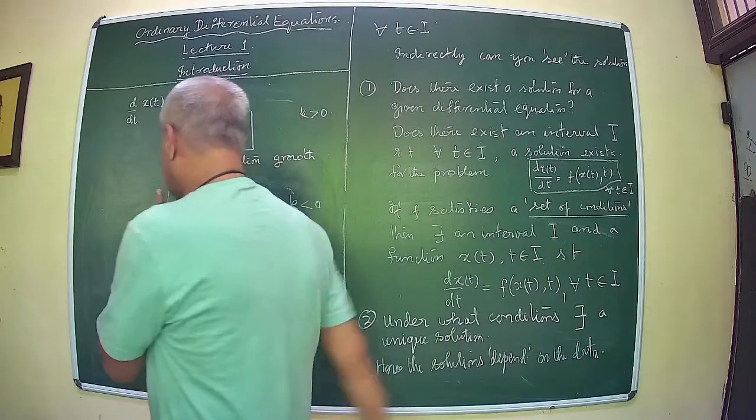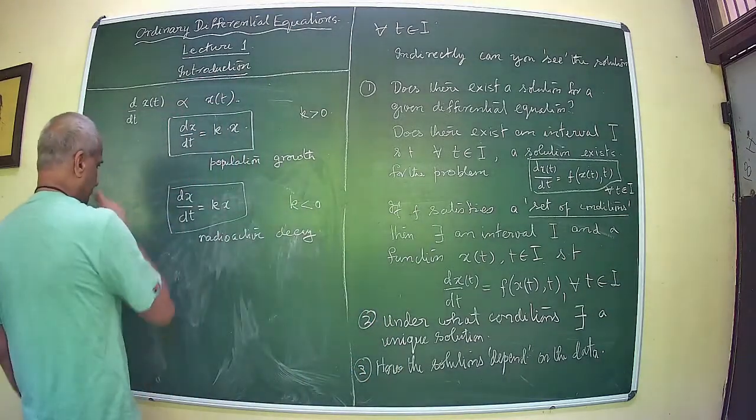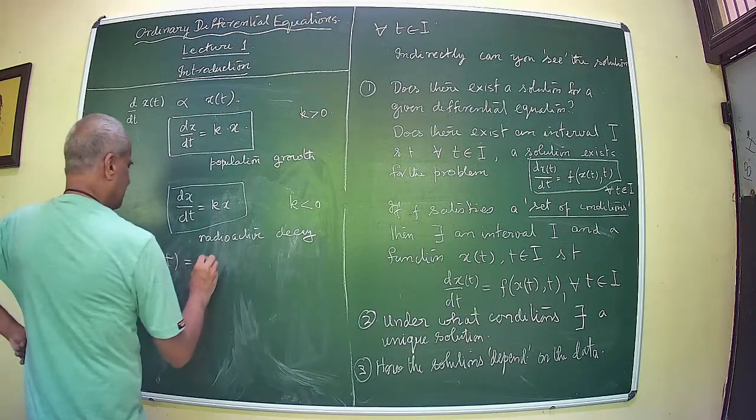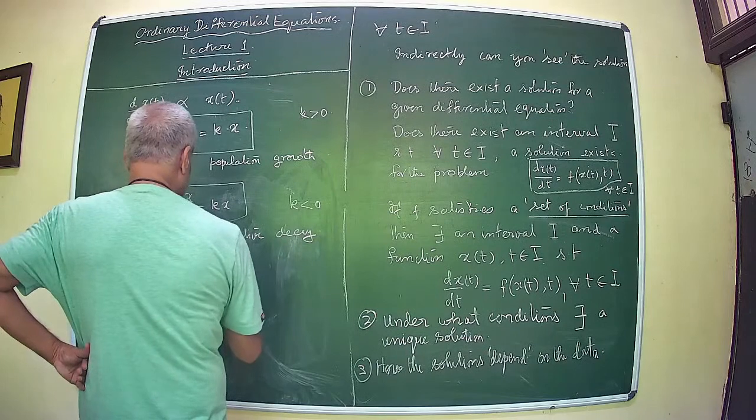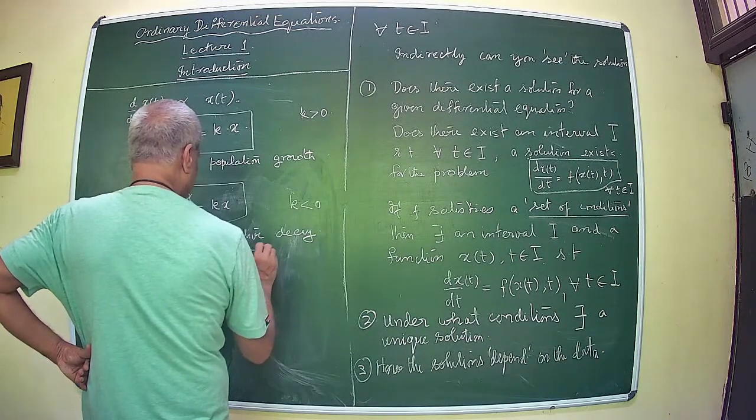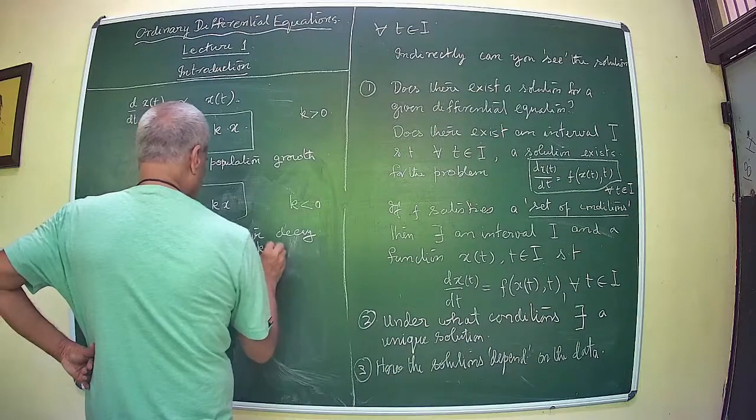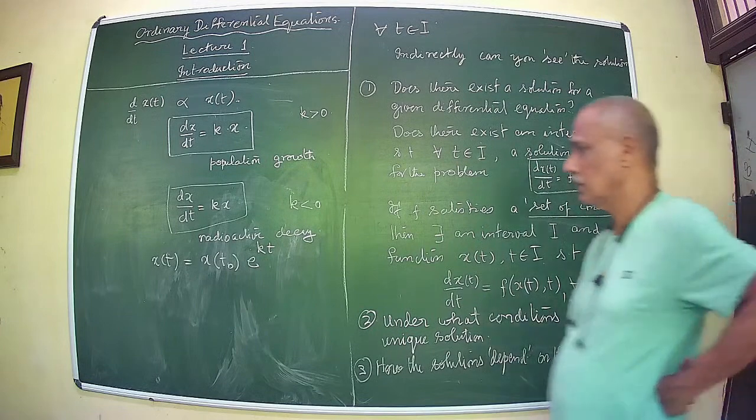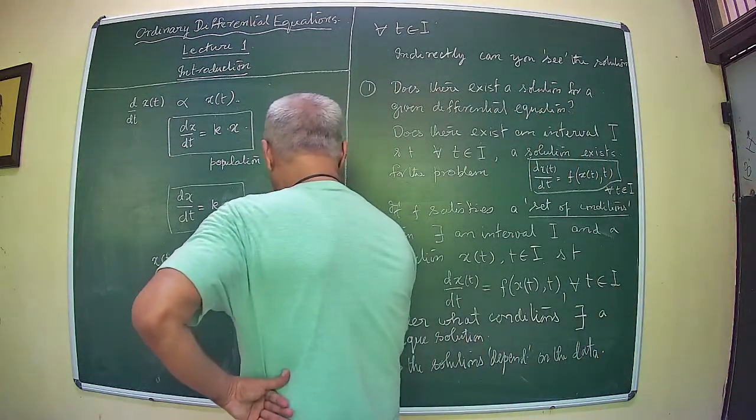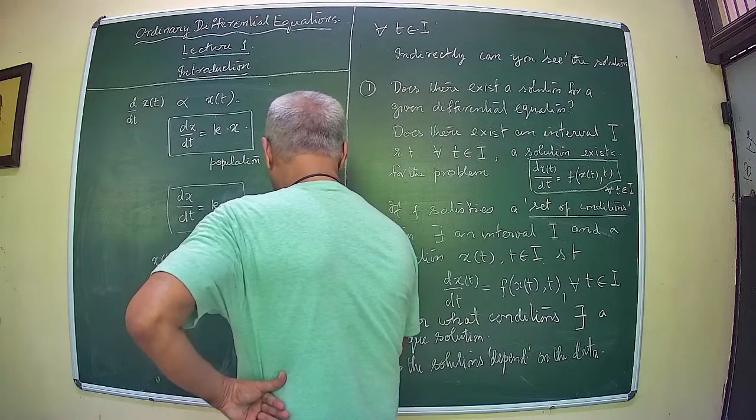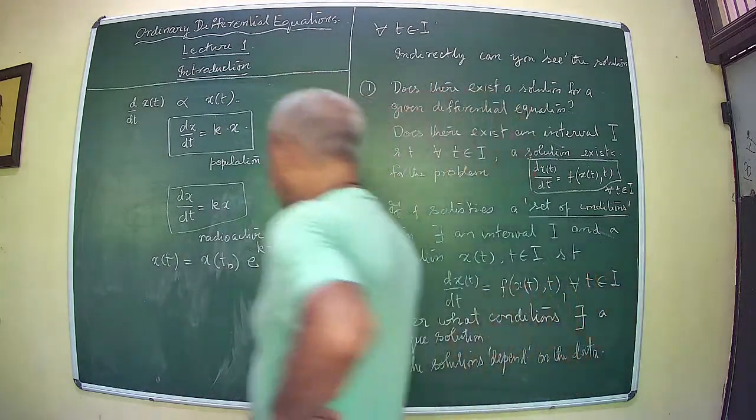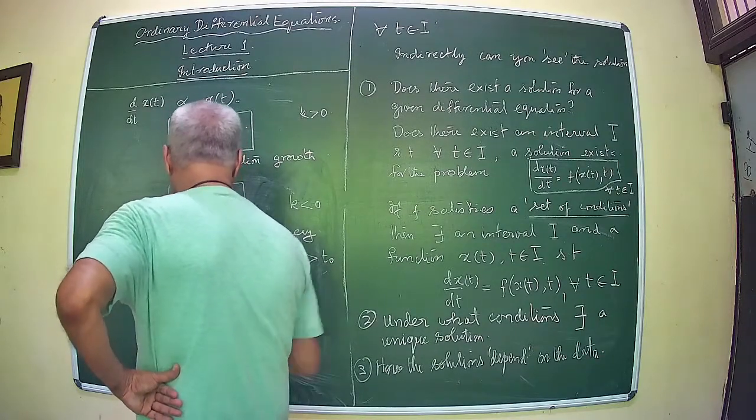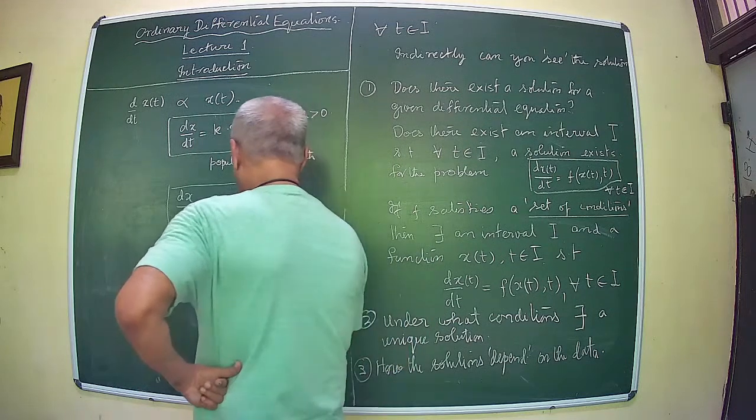In both these cases, you see that the solution is something like this. It's a very simple equation to solve. x(t) equals x at t naught times e to the power k(t minus t naught). This is the solution for t greater than t naught. So that you have x(t naught) equal to, let me write this x naught. x naught is the initial quantity that you have.